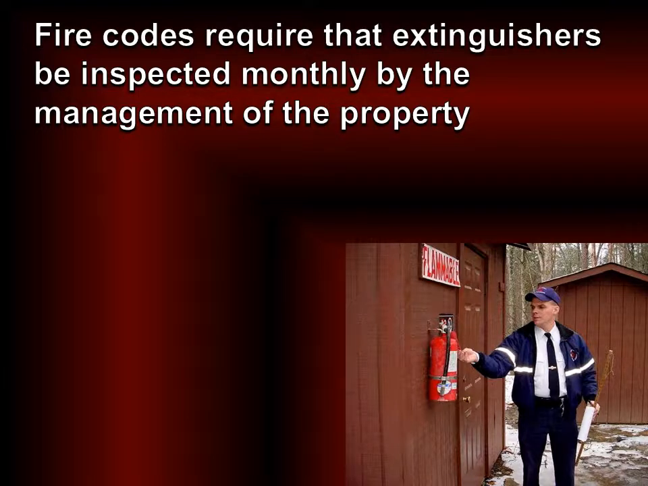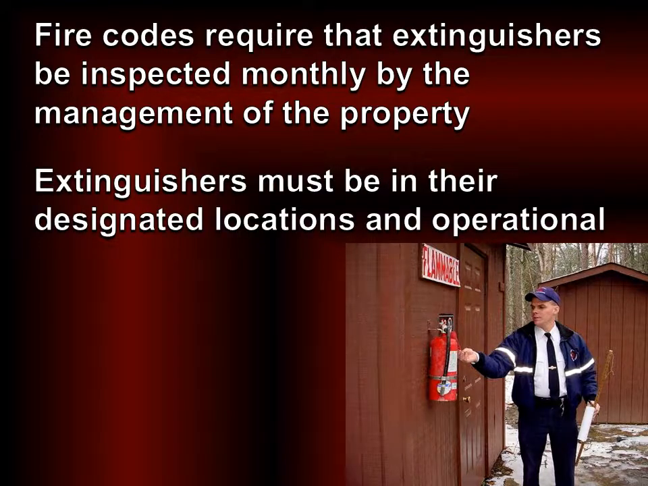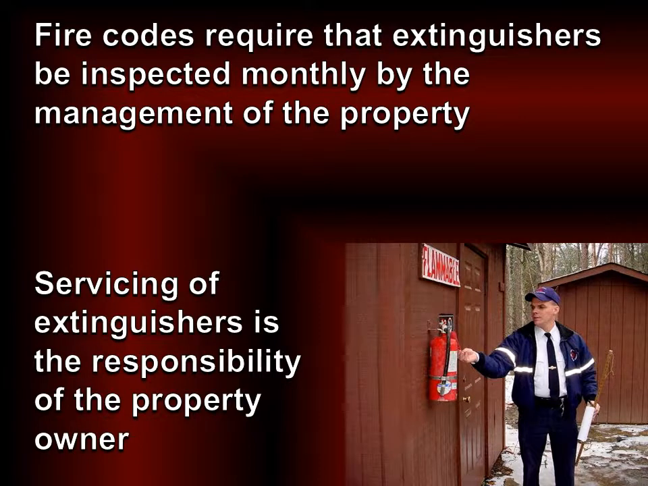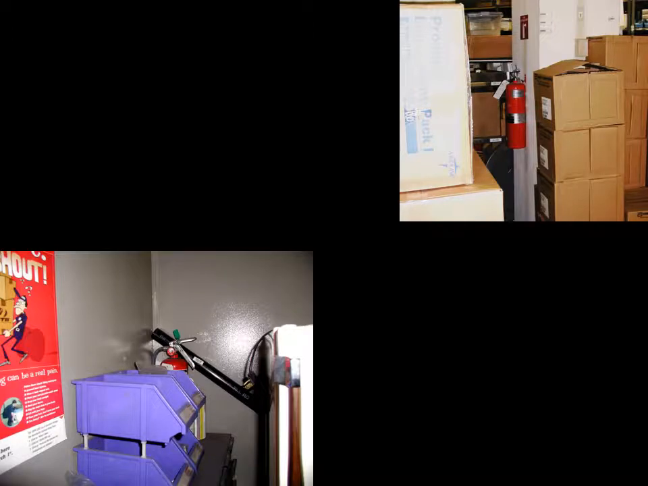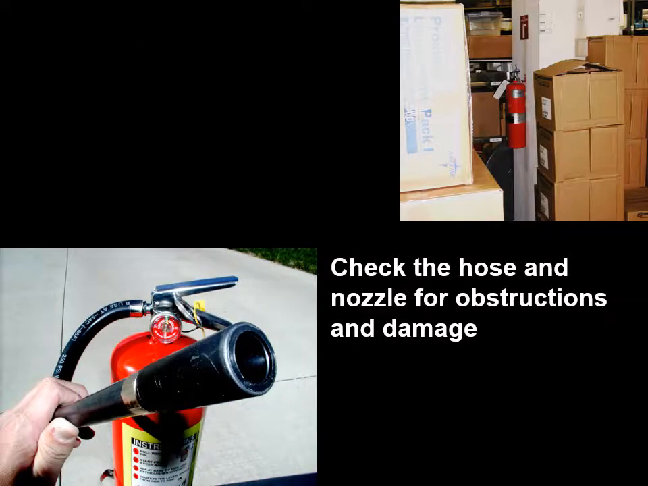Extinguisher inspections. Fire codes require that extinguishers be inspected monthly by the management of the property. Extinguishers must be in their designated locations and operational, and servicing of extinguishers is the responsibility of the property owner. Some inspection points here: extinguishers must be conspicuously located, readily accessible and not obstructed, and must be visible or the location marked conspicuously.